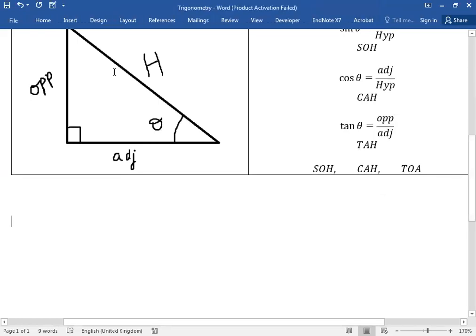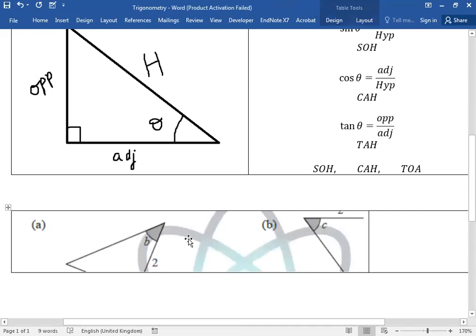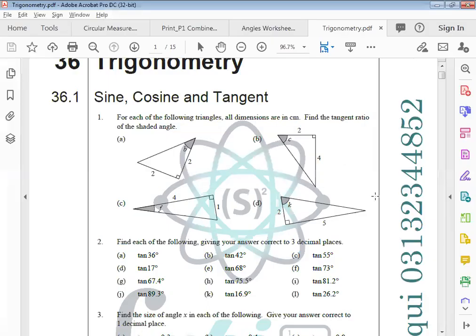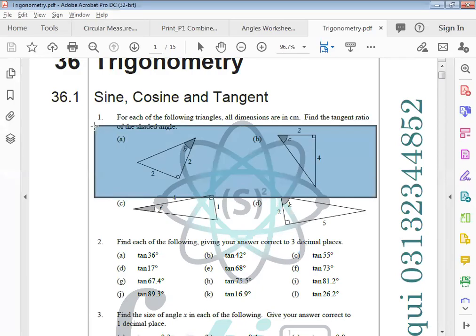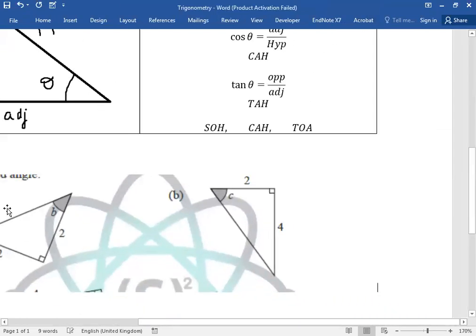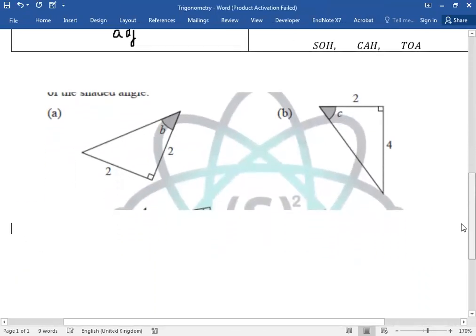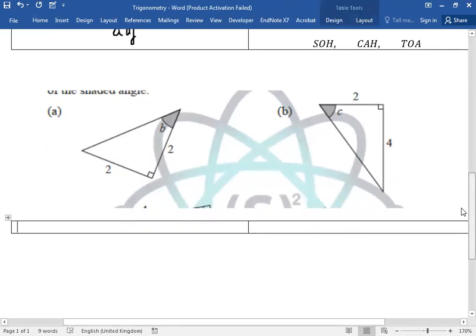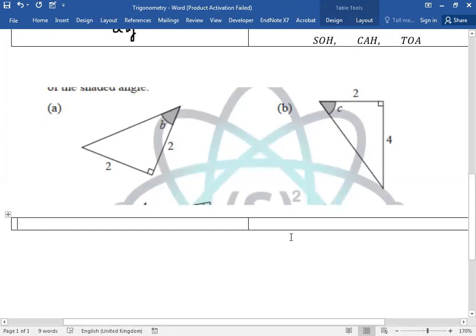Now let's attempt a few questions, a few examples. Okay, now the question wants us to find the angles. How do we do that? First, we need to understand: if you want to find the angle in a right angle triangle, and we have a couple of sides, how do we do that? How do we do the first one?